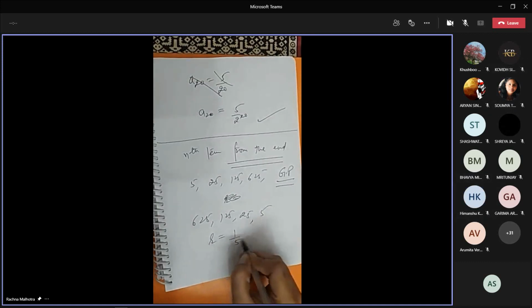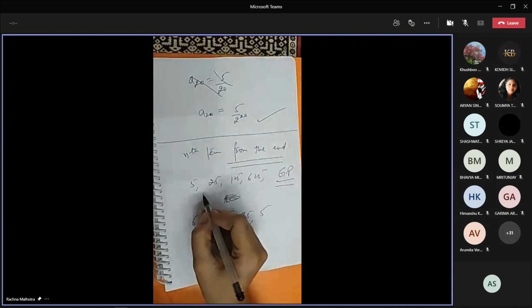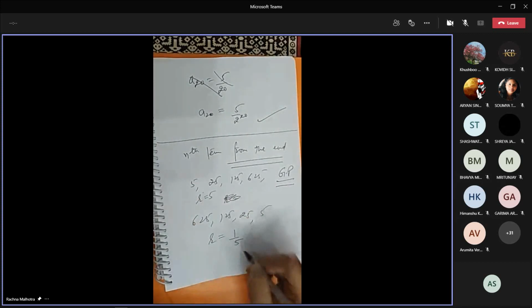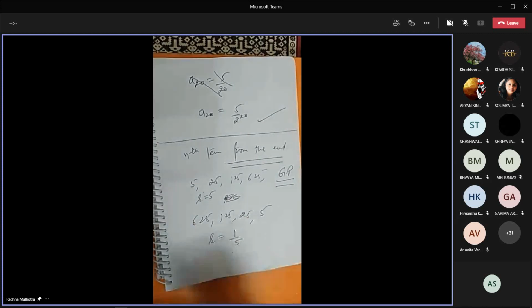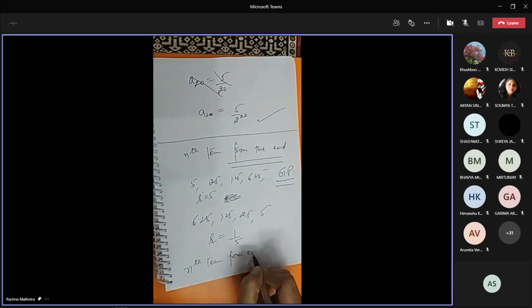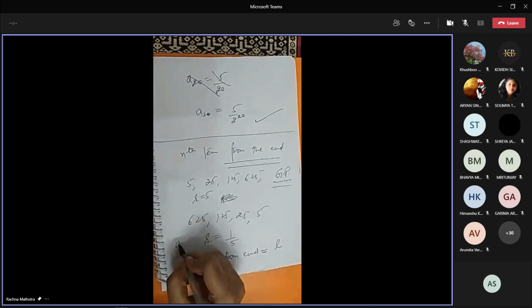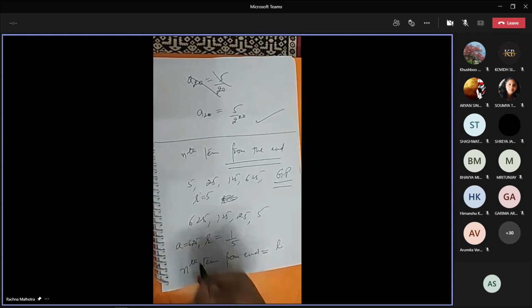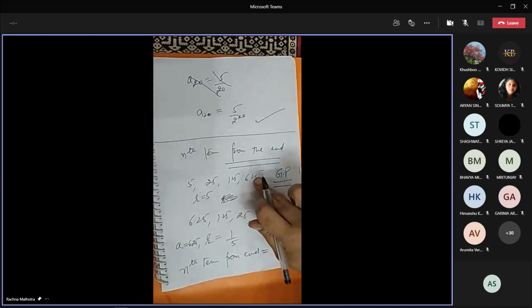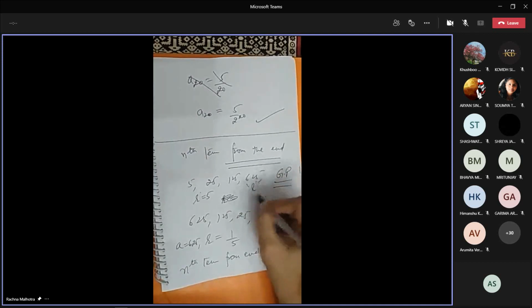1 by 5. So what was our R5 will be converted into 1 by 5. Similarly, if you want to study the formula for any term from the end, you will write L. The last term becomes the first term. What has our first term become now? 625, which was our last term.